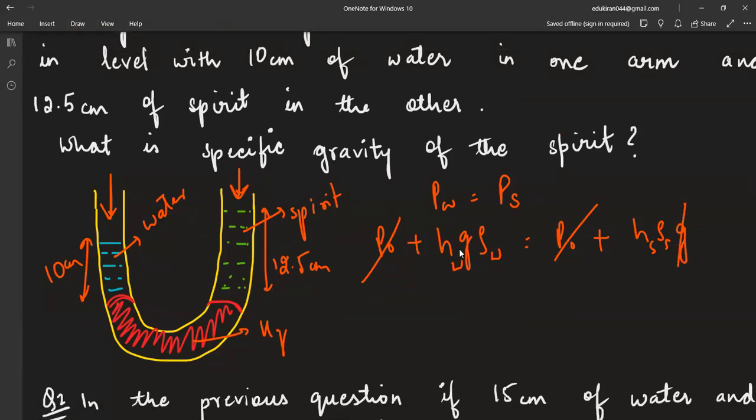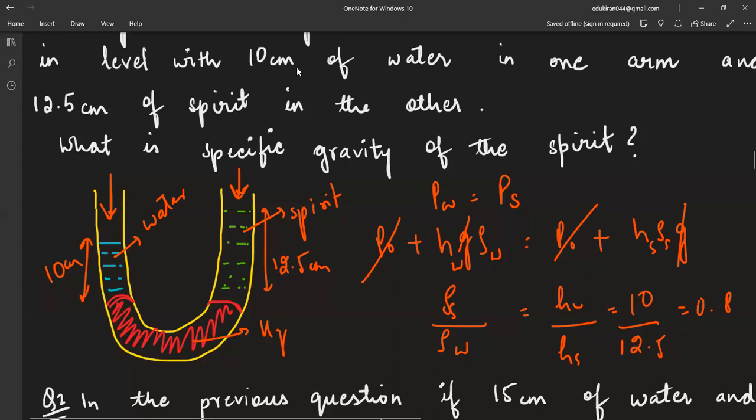So g cancelled. So finally, we have to find out specific gravity of spirit. Look here, specific gravity of spirit is, divided by water, what is left? Height of water by height of spirit. That is 10 by 12.5, which is 0.8. Write it down. One more question we'll see based on this only.